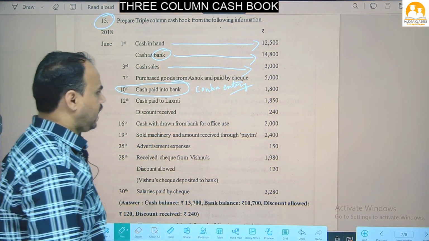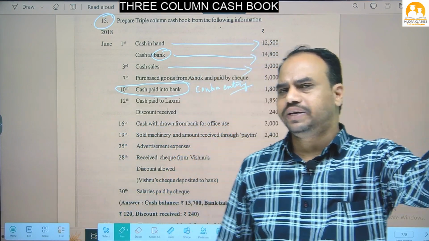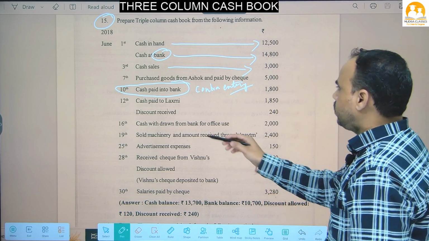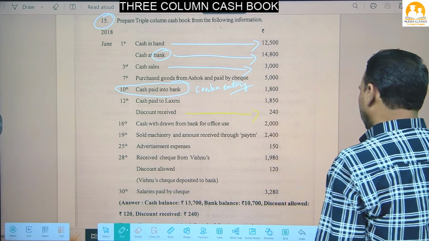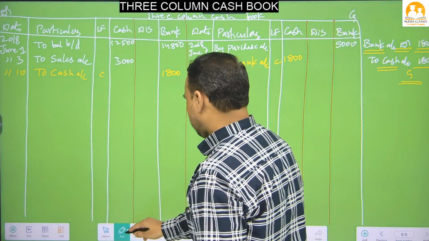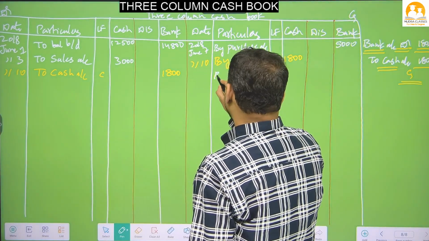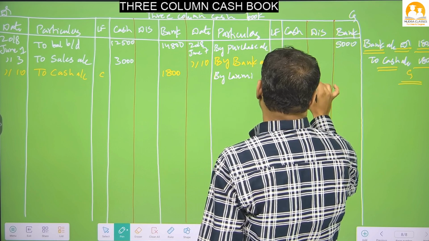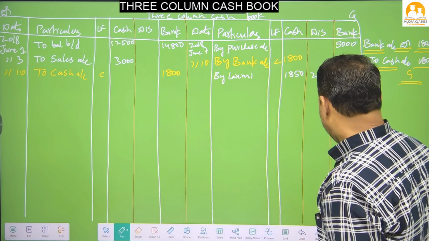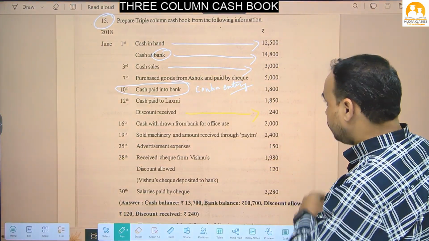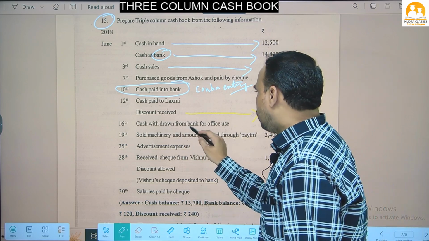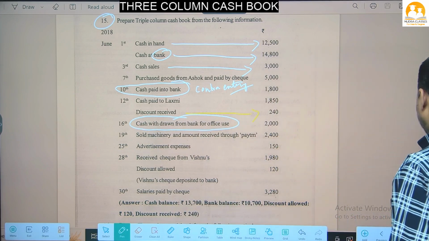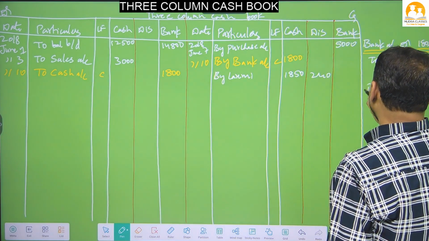Cash paid to Lakshmi. Cash paid to Lakshmi means business paying cash to Lakshmi. Cash is going from the business. So credit side we have to write 'by Lakshmi' 1,850 and discount received say 240, right? By Lakshmi 1,850, discount 240. Okay, next one. Cash withdrawn from bank for office use, it is a contra entry. Cash withdrawn from bank for office use, contra entry. So date 16, withdrawn.